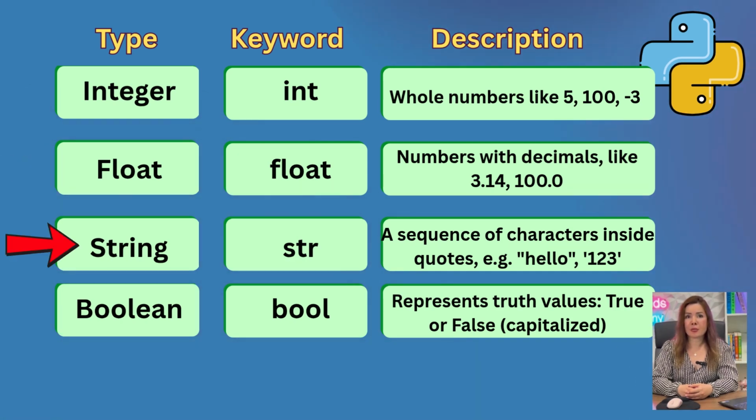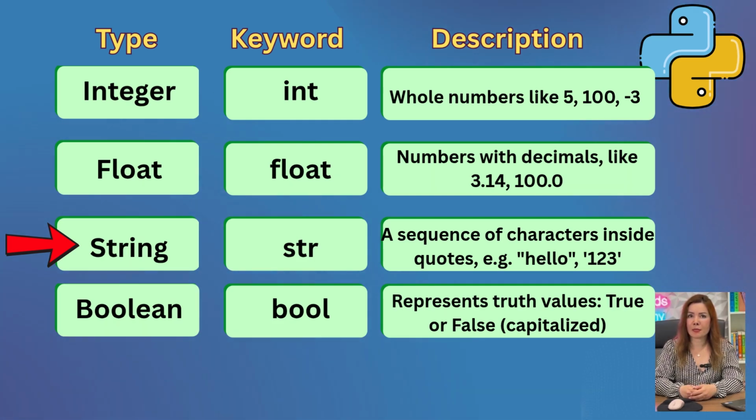In Python, if you're working with text, you'll use something called a string, or str for short. A string is just a sequence of characters like words, sentences, or even numbers, but they're always inside quotes. For example, "hello" is a string and so is "123", even though it looks like a number. You can use single or double quotes.